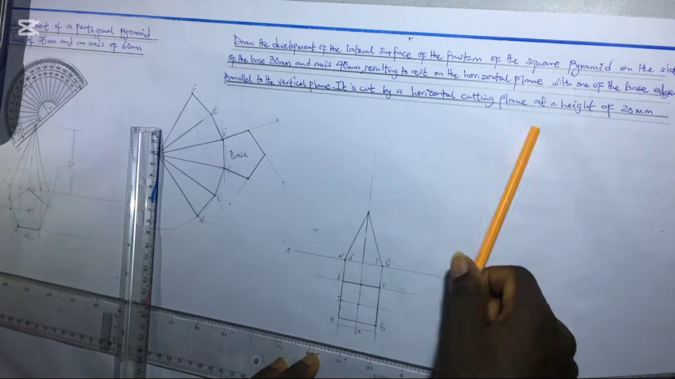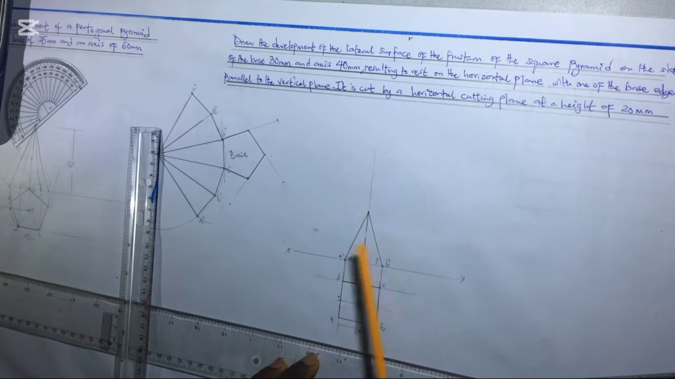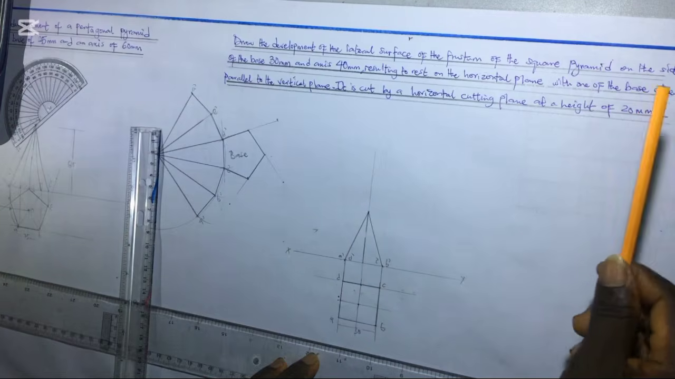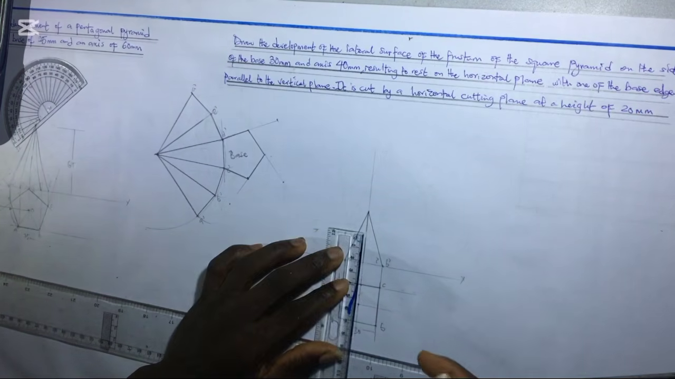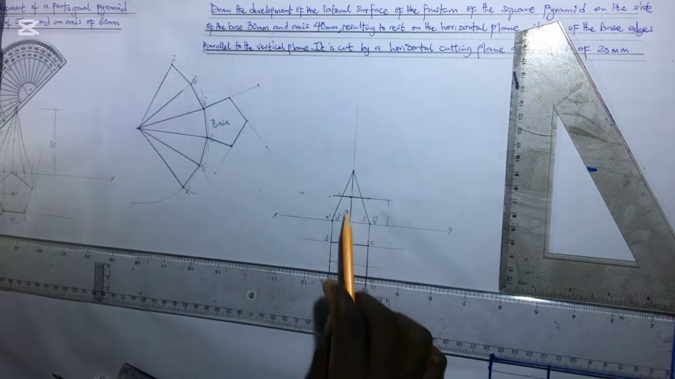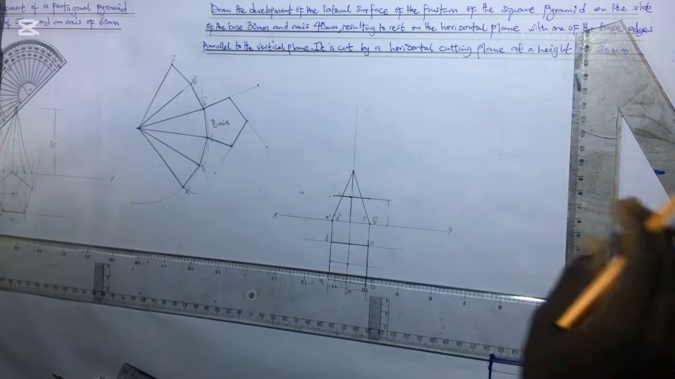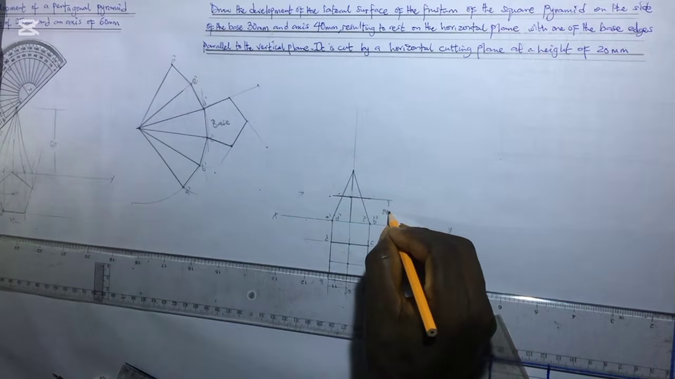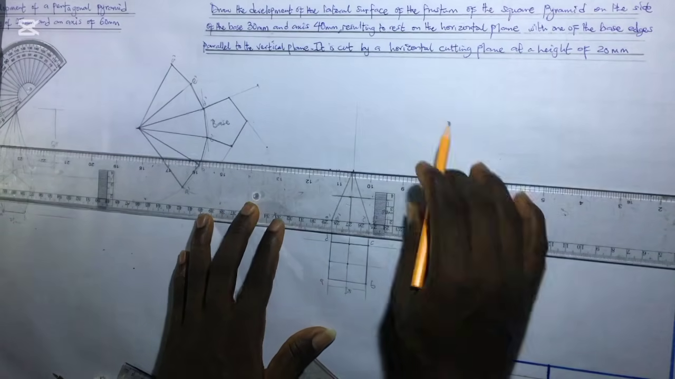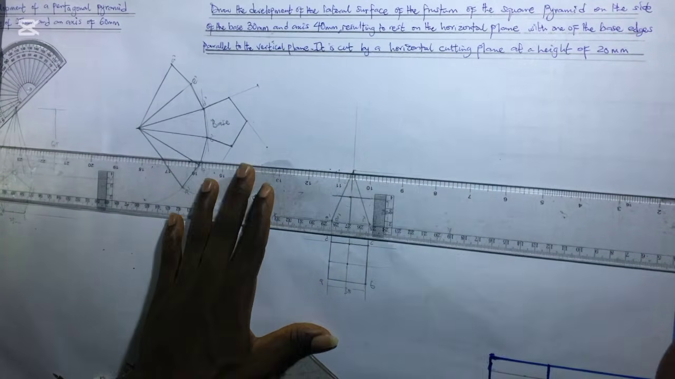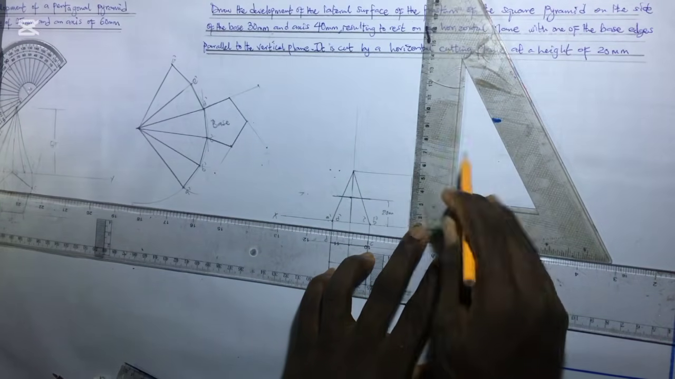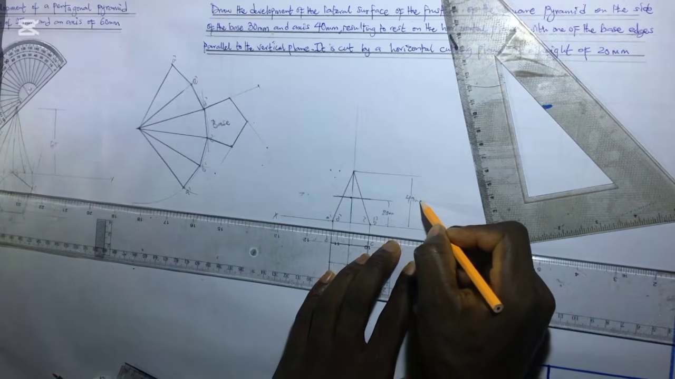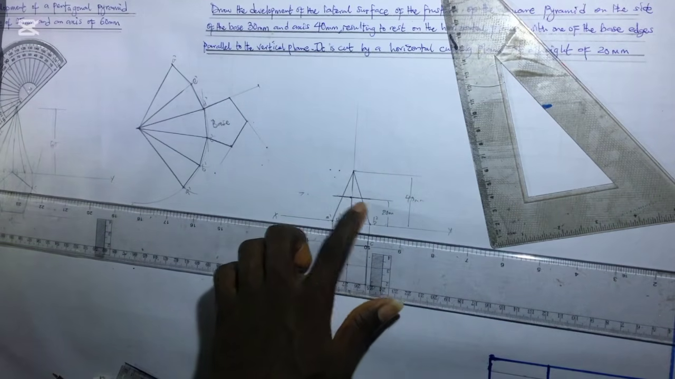The next thing to do now is to get where the pyramid was cut. It was cut at a height of 20, right? So now let's measure 20 upwards. Alright, so this is where the cutting plane is. So we indicate a height of 20 millimeter, and we also indicate the full height, which is 40. So we can dimension it. This is the point where the frustum appears from.